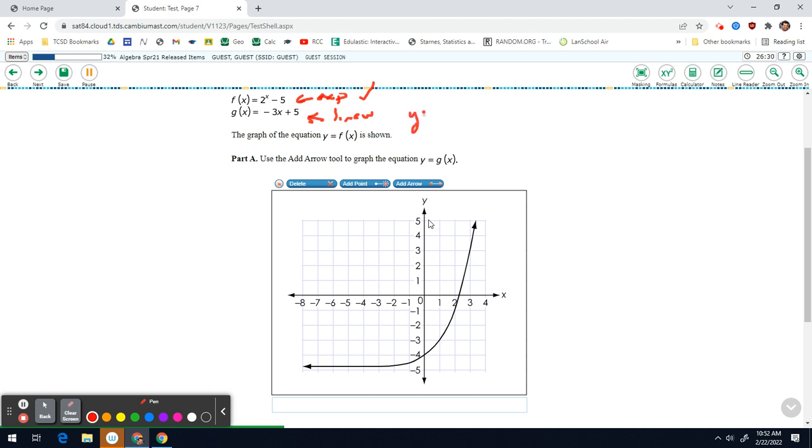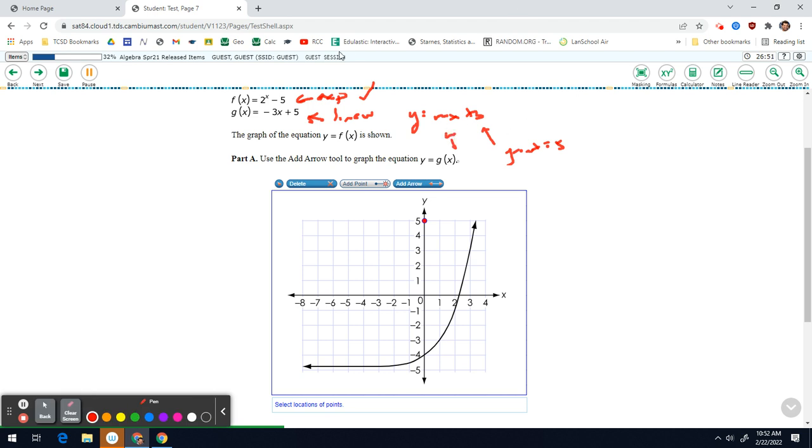So this g of x is in y equals mx plus b form. So we start with the b. The b is 5. That's your y-intercept. So we need to go ahead and take an add point, right? This is a good teaching. Take add point and put it up here at 5. That's the y-intercept, okay?